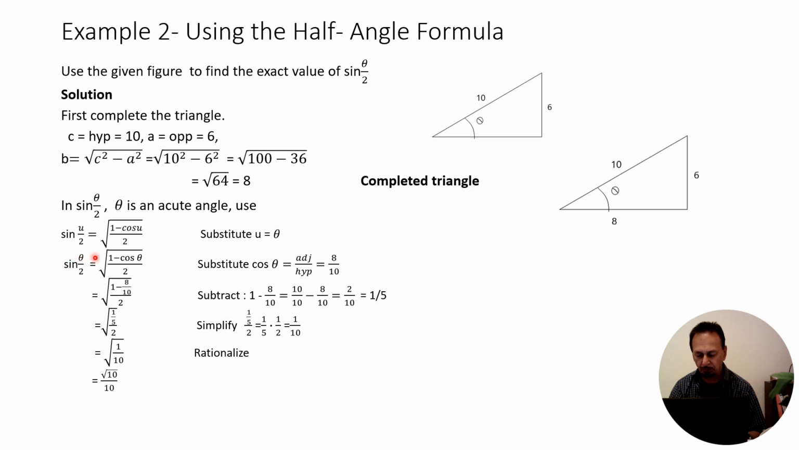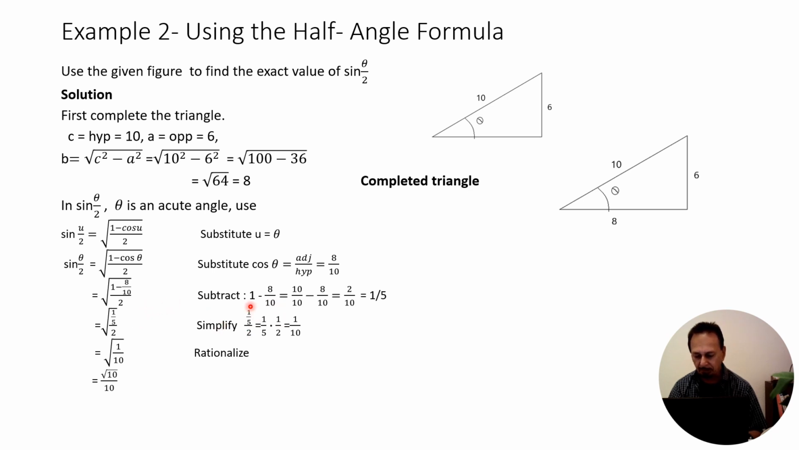Sine u over 2 equals the square root of (1 minus cosine u) over 2. And we substitute u equal to theta. So we have sine theta over 2 equals the square root of (1 minus cosine theta) over 2. Now we substitute cosine theta, which is adjacent over hypotenuse, and adjacent is 8, so we get 8 tenths. So this becomes the square root of (1 minus 8 tenths) over 2, and then we simplify 1 minus 8 tenths.